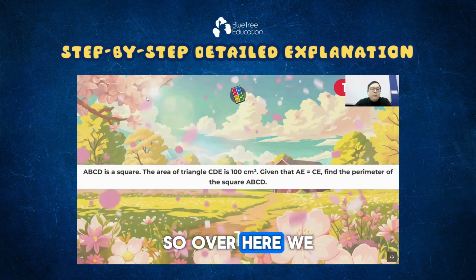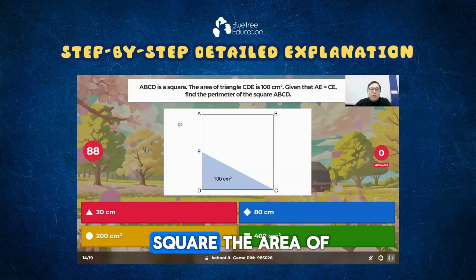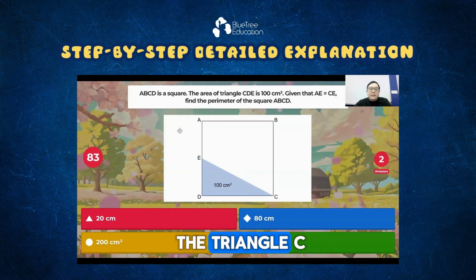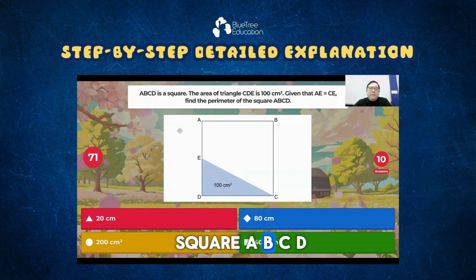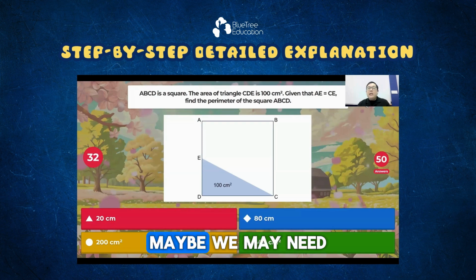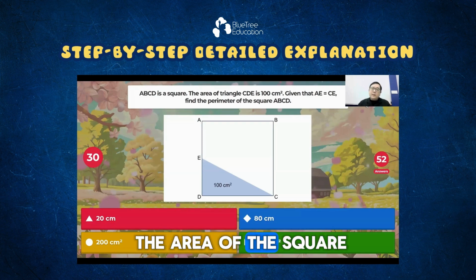So over here we have ABCD. ABCD is a square. The area of the triangle CDE is 100 cm square. Given that AE is equal to CE, find the perimeter of the square ABCD. And to find the side of the square, maybe we may need the area of the square.